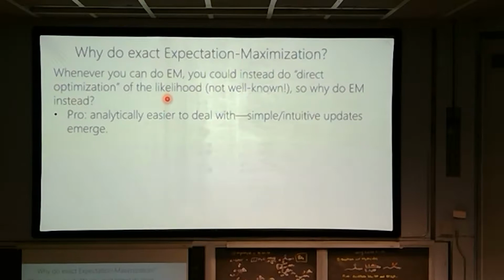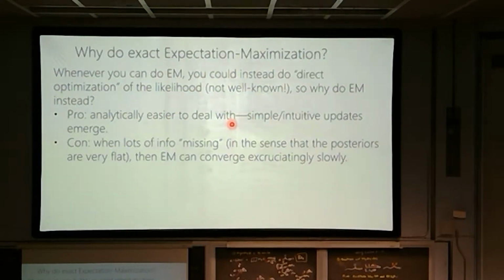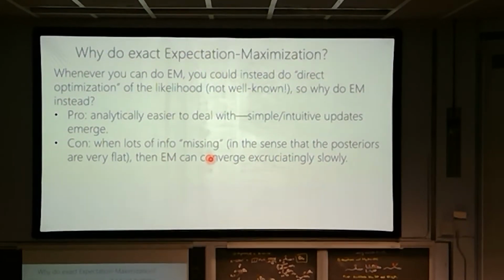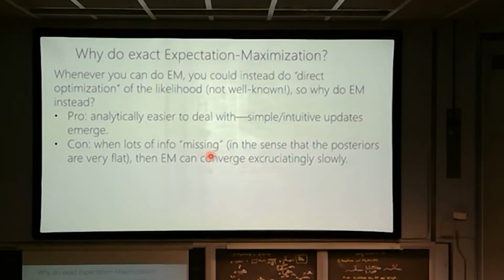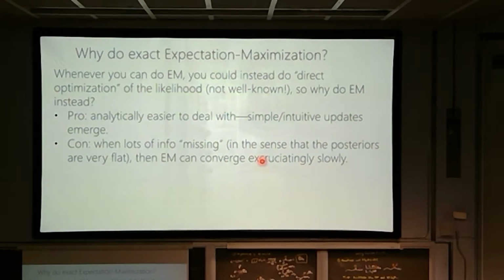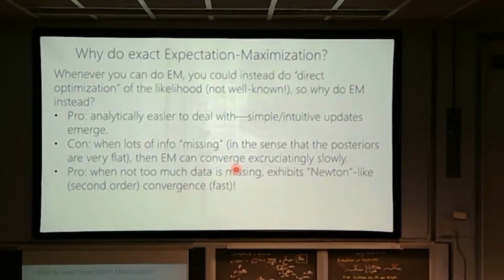So why would you? It's sort of analytically easier to deal with, and it's very simple and intuitive. And so the con is that when you have a lot of missing information, this is a very intuitive kind of hand-wavy thing, in the sense that the posteriors are very flat, they don't really know where the points belong, then this optimization algorithm can converge excruciatingly slowly, and so that could be a bad thing. And when it actually has non-flat posteriors, it can converge super, super quickly, like faster than a lot of other stuff.